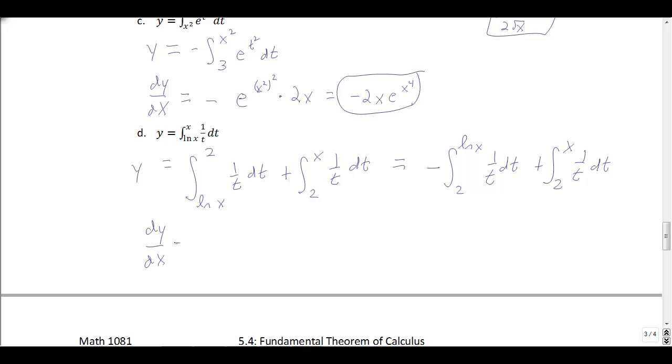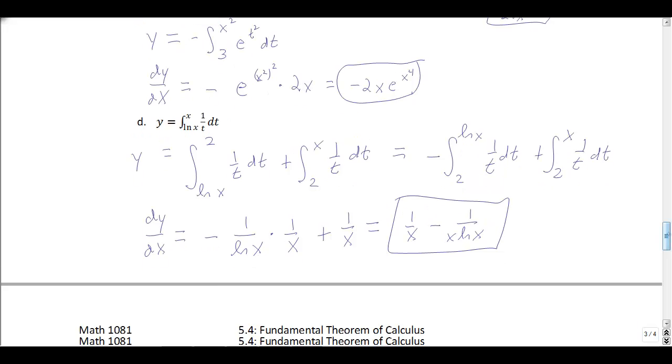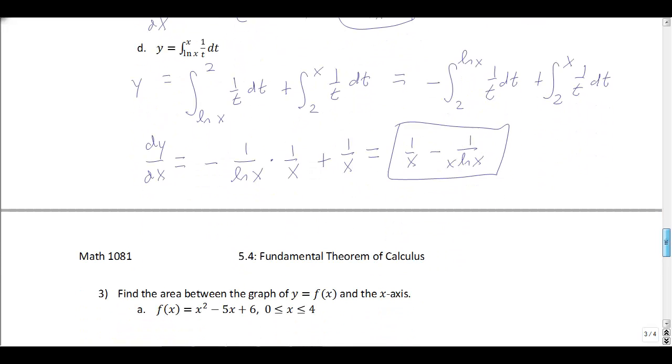Well, now the fundamental theorem says dy dx, this first one should be, well, a negative. I should get a 1 over the function up here, natural log of x, but then I have to multiply by the derivative of natural log x by chain rule. Derivative of natural log x is 1 over x. This one, when I differentiate the integral 2 to x, 1 over t dt, should just give me 1 over x. So what I end up with is 1 over x minus 1 over x natural log of x. Maybe you could rewrite that in some other way using that common factor of x in the denominators, but I'm not seeing anything that's going to be super nice.